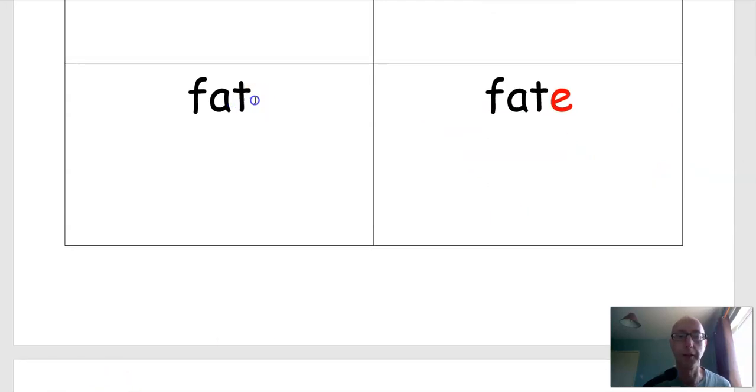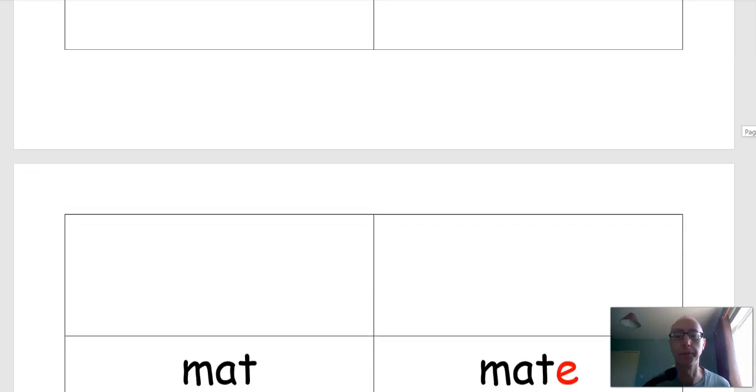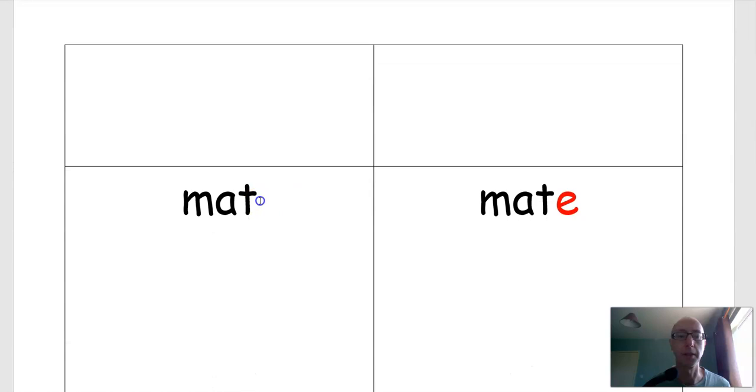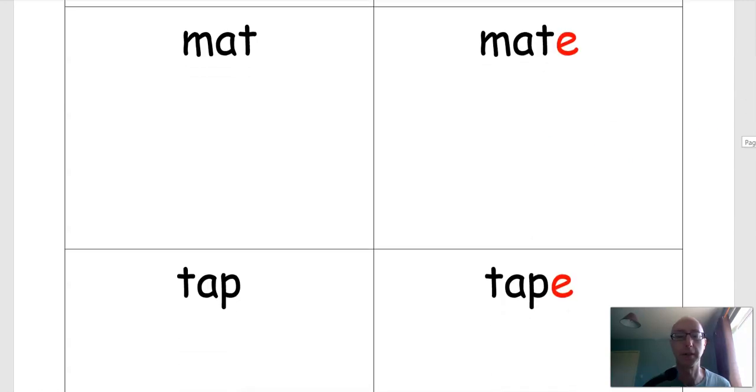Here we have fat. Again, the A with no E is just ah, fat. We put an E on, this becomes fate. Fate, your fate is your future. What's going to happen to you in the future. This is mat. Mat is like a rug. You have a mat in your bathroom. Mate. The E changes the A. A mate is a friend.